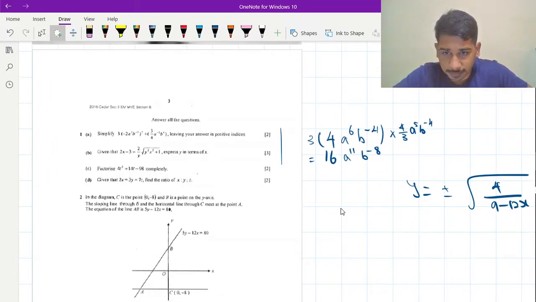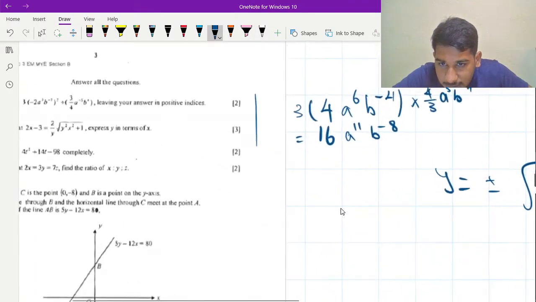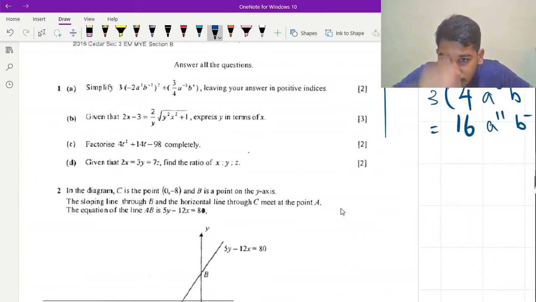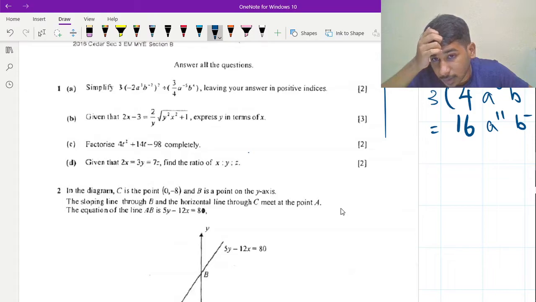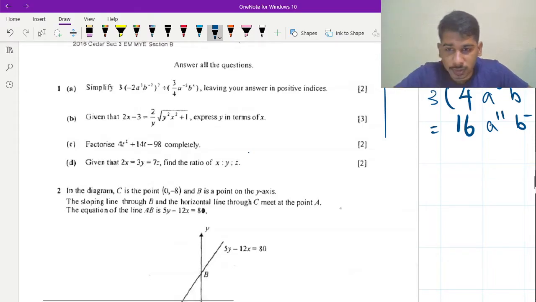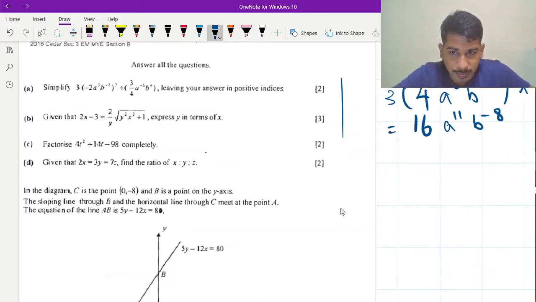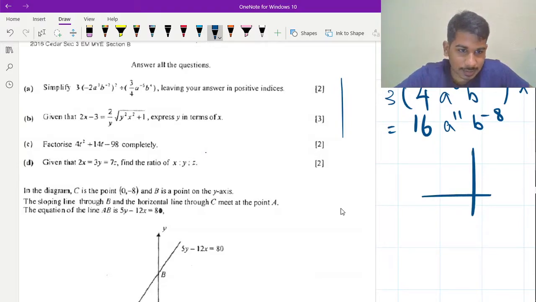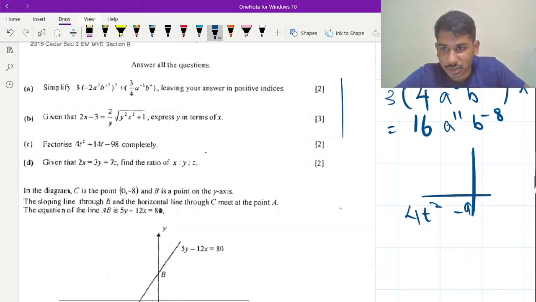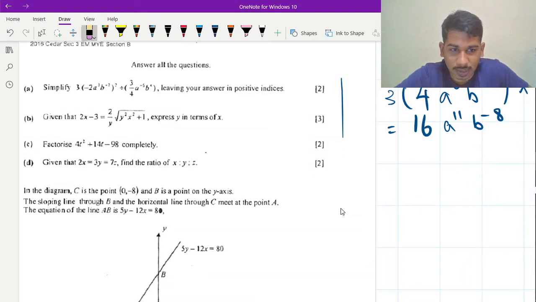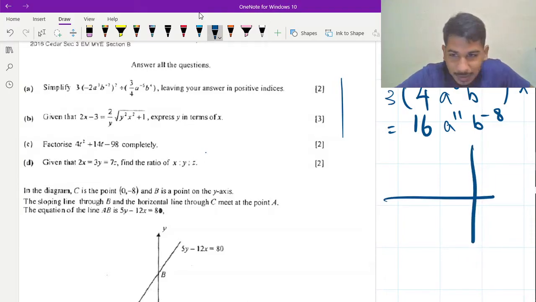Factorize that completely. I'm assuming that it's not going to be easy, but let's try. I'm assuming you won't be able to do the simple stuff, but I'm going to try it anyway. After what I've seen, I'm really sure that it won't work, but I don't know why I'm doing this, but let's try. It can't be that mean, right? They will be mean. 4t squared minus 98, and then 14t.